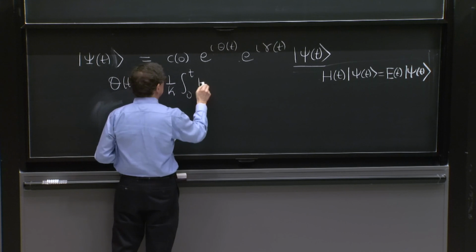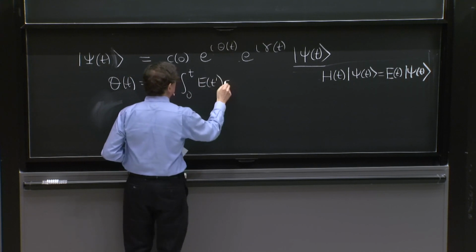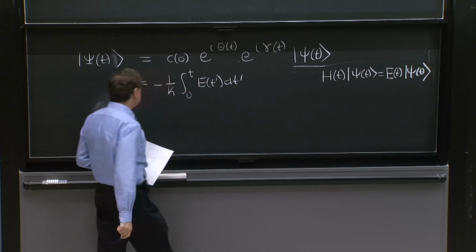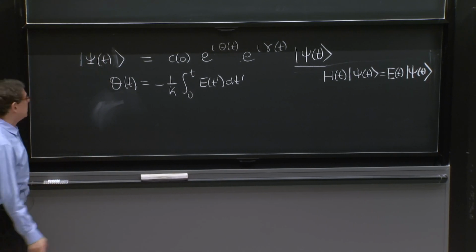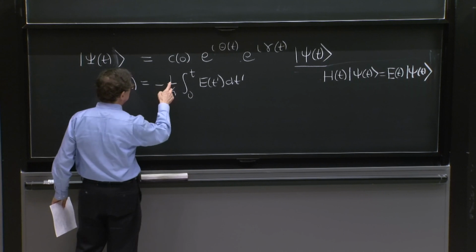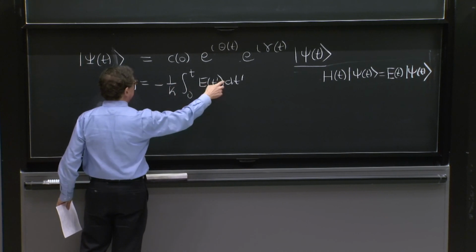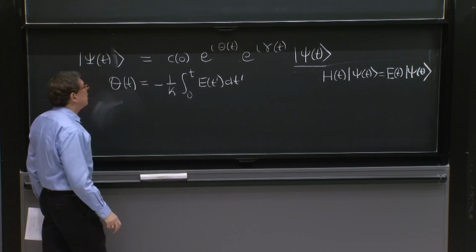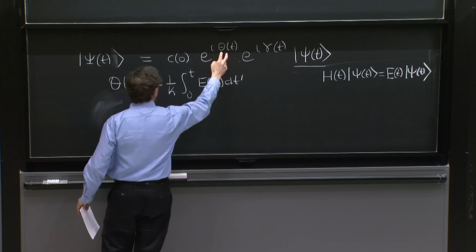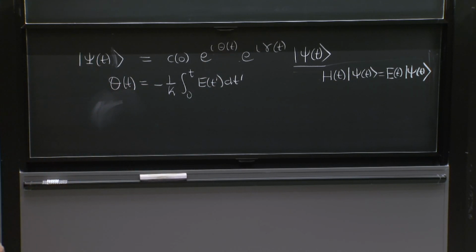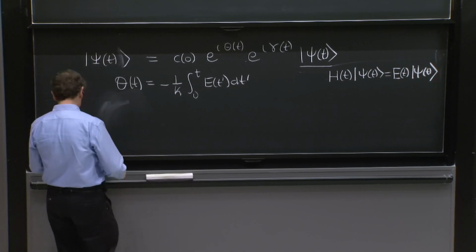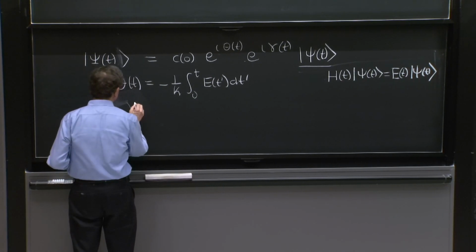And it is defined by this integral. If E of t was a constant, it would be minus E times t over h bar. And this would be the familiar phase with which you evolve energy eigenstates. The second term, this gamma of t, was a little more intricate.